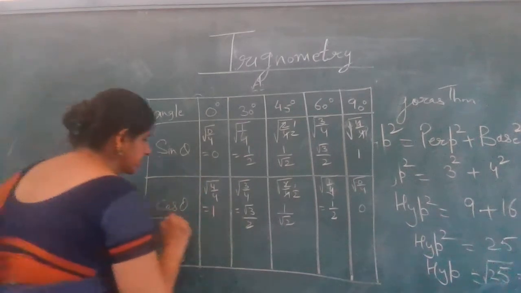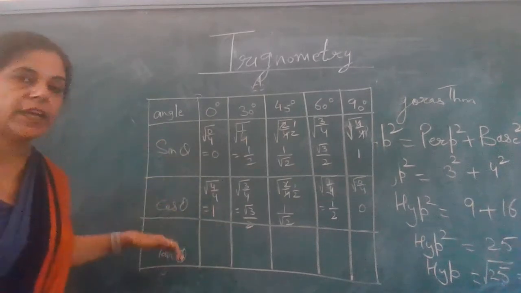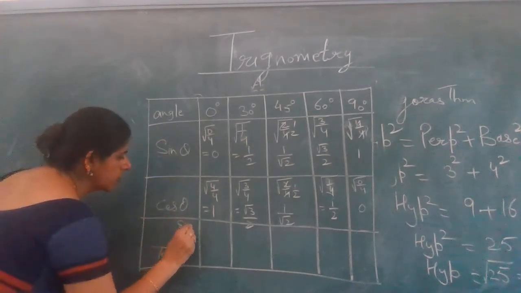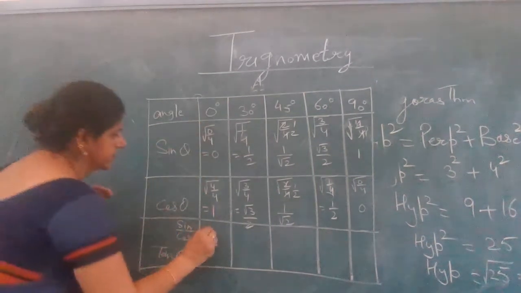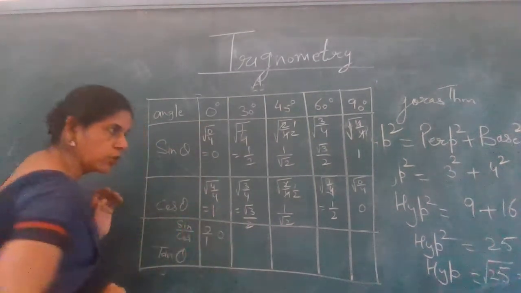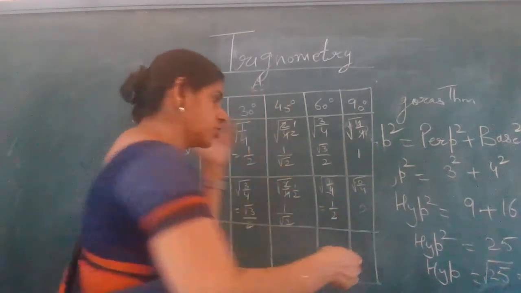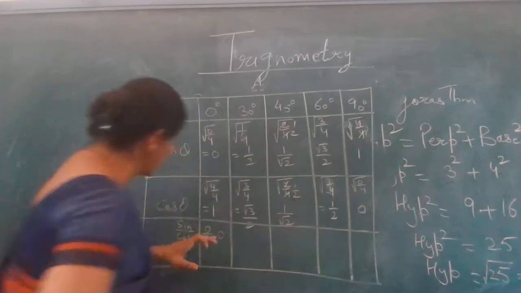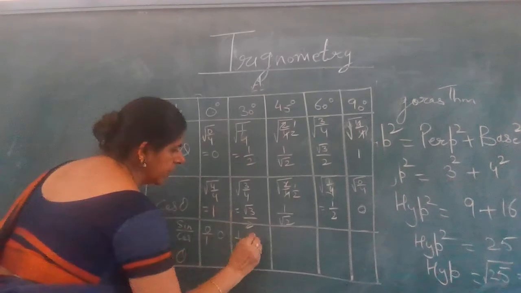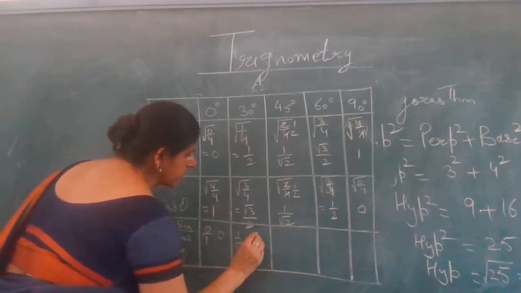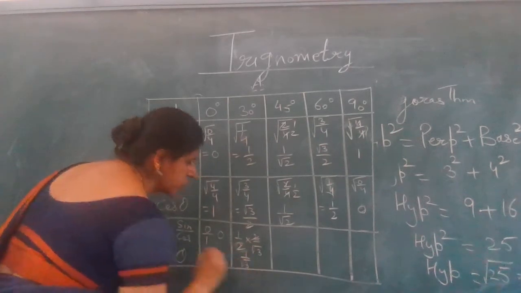Now for the tan theta. Tan theta is always sin theta by cos theta. I am writing over here sin by cos. So sin by cos is 0 by 1, the answer is 0. And here we will write it is not defined, because something divided by 0 is not defined. Now this is root 1 by 2 divided by 2 by root 3. So these both cancel. The answer is 1 by root 3.